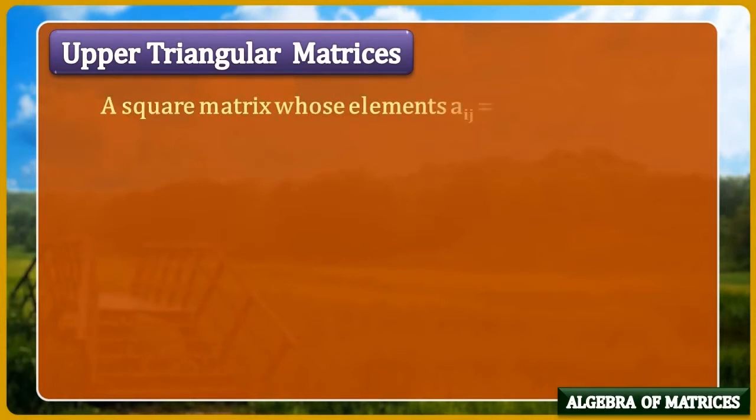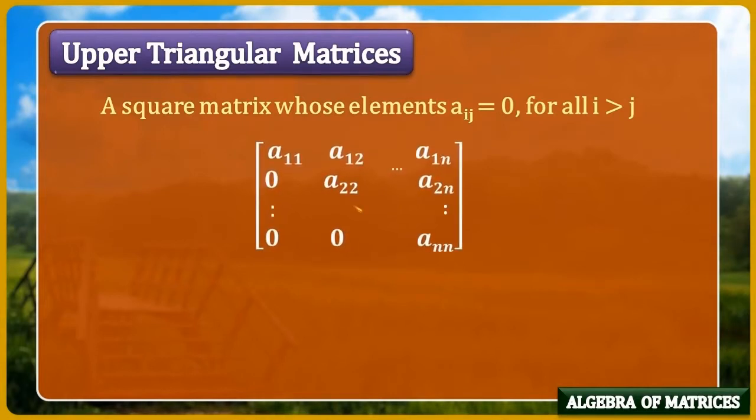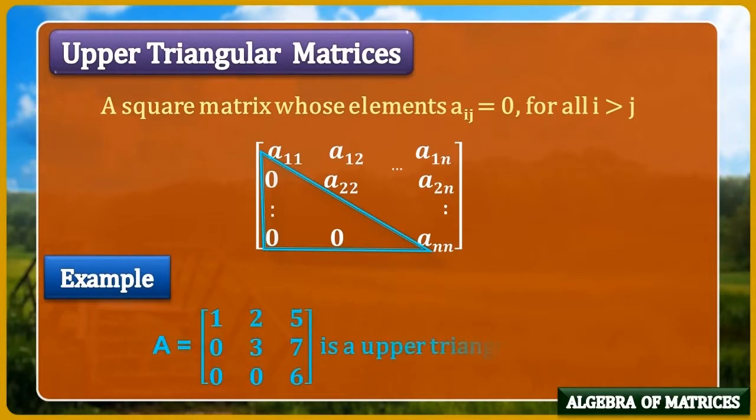Next type of matrix is an upper triangular matrix. A square matrix whose elements Aij is equal to 0 for all i greater than j, that is, elements below the main diagonal are 0, is called an upper triangular matrix. For example, this is an upper triangular matrix because all the elements below the main diagonal are 0.